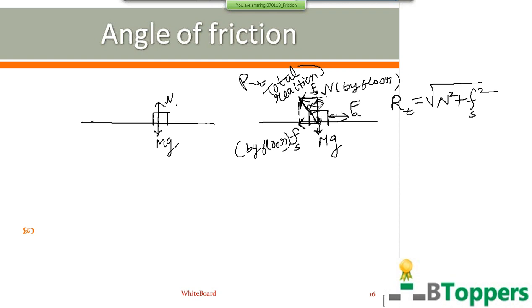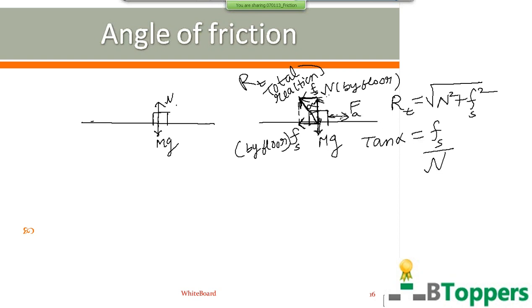In this right angle triangle, the length of the side adjacent to the angle alpha gives you the magnitude of the normal reaction on the block by the floor. The length of the side opposite to the angle alpha gives you the magnitude of the static friction force on the block by the floor. So you can write tan alpha equal to the length of the side opposite to the angle alpha divided by the length of the side adjacent to the angle alpha. So tan alpha equal to Fs by N.